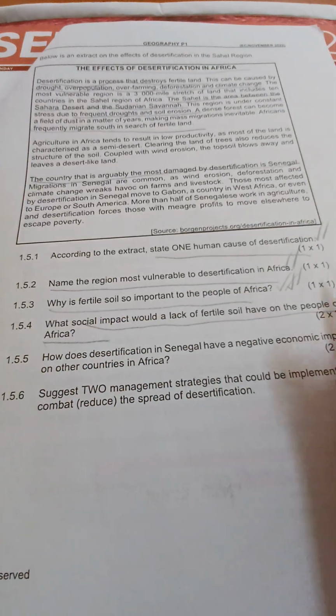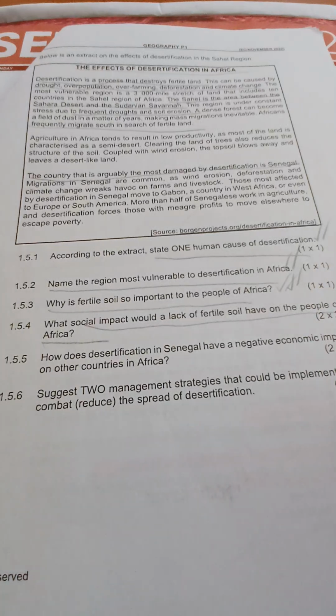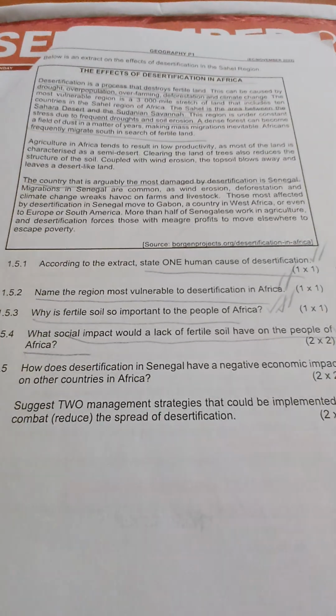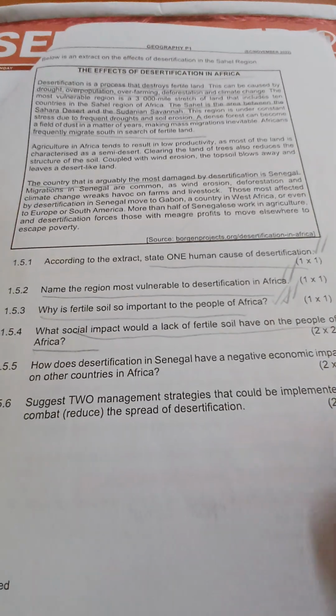1.5.4, there is reduced crop production, therefore less food. We have got food insecurity. Obviously, people would die of starvation and malnutrition because we don't have fertile soils that we use to grow crops that also help us to have food. It will lead to rural-urban migration, because those people that are relying on farms in the rural area will migrate to the urban area. So that will be the social impact there.